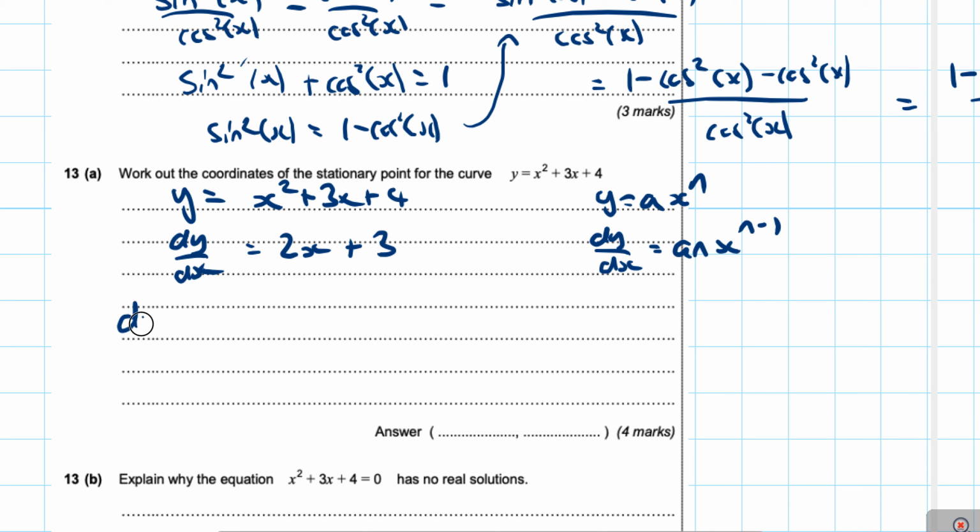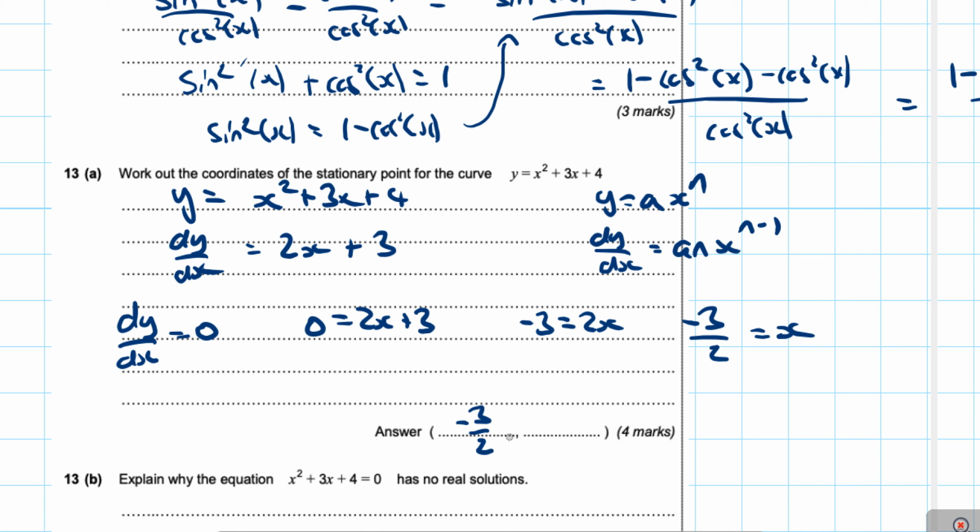If it's a stationary point, then dy/dx must equal 0, so we say 0 is equal to 2x plus 3, and then we rearrange: minus 3 equals 2x, and it's going to be minus 3 over 2 is equal to x. So our x term is minus 3 over 2, so we can substitute that in.